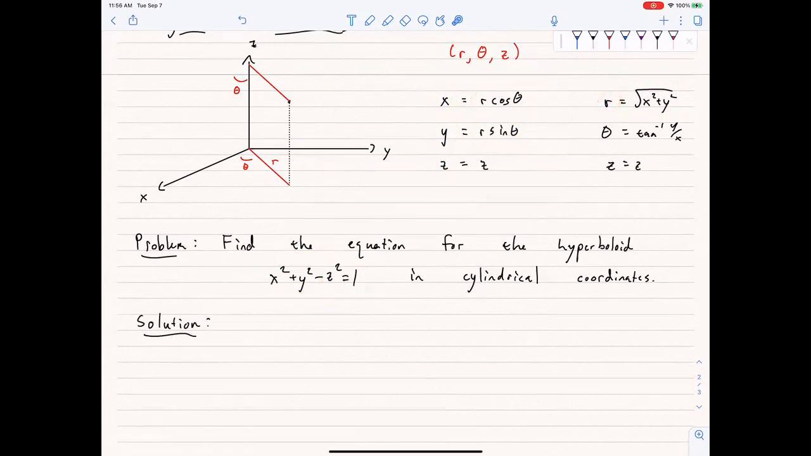Okay, so since r is equal to the square root of x squared plus y squared, we have r squared equal to the sum of the squares, and I can just put it in. So r squared minus z squared equals 1. And remember, z is also a cylindrical coordinate, so this is an equation in cylindrical coordinates. And that's it.